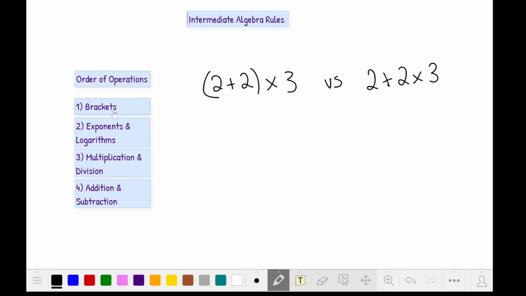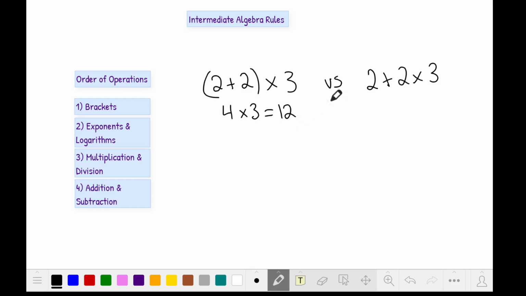If we look at the brackets, we have to do these at the very beginning, because math is a language and the brackets are saying, hey, this is the most important thing. So we do whatever's in the brackets first. In this case, it is 2 plus 2, which would be 4, times 3, which is equal to 12.